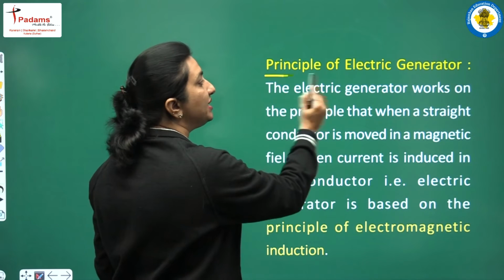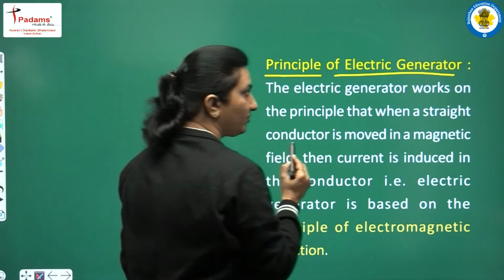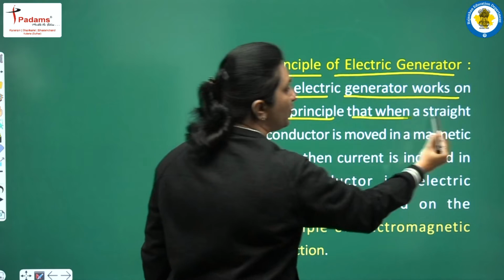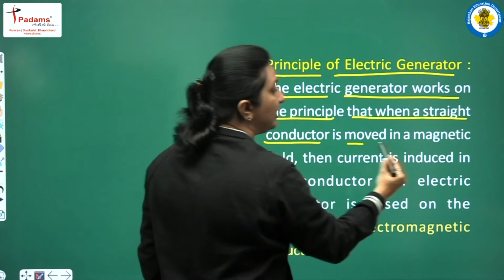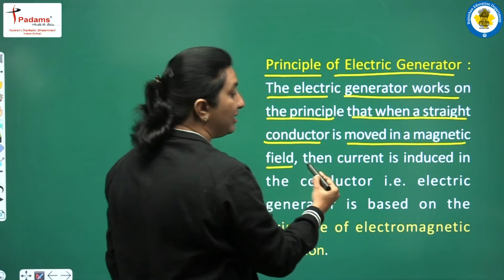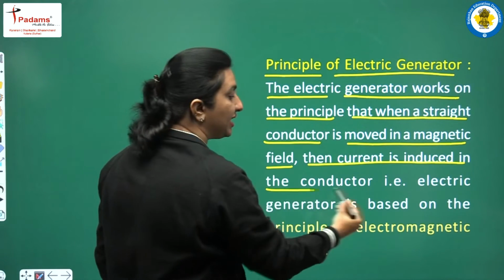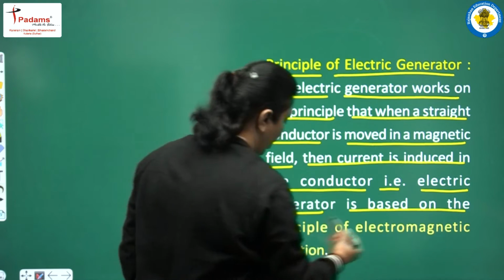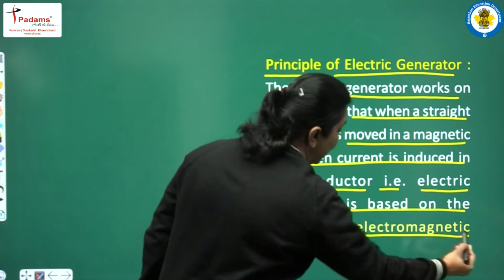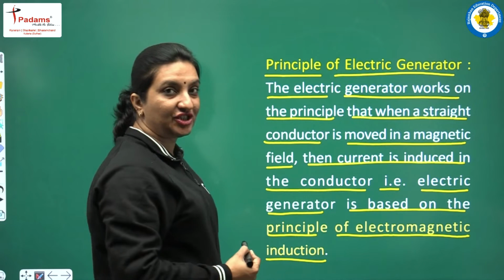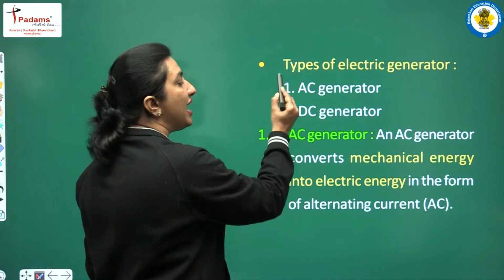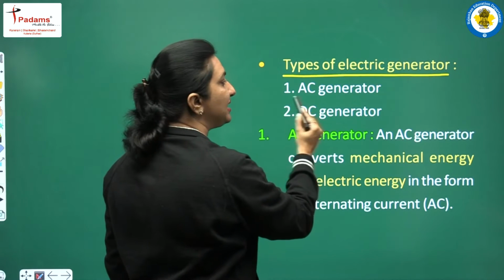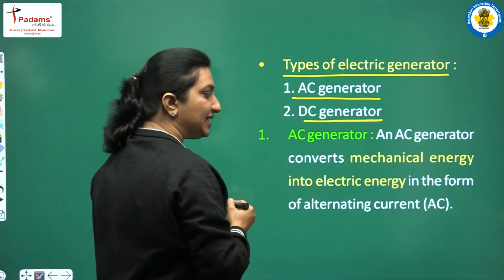Now, students, the principle of the electric generator. The electric generator works on the principle that when a straight conductor is moved in a magnetic field, then current is induced in the conductor. That is, the electric generator is based on the principle of electromagnetic induction. Now, students, we have two types of electric generator: AC generator and DC generator.